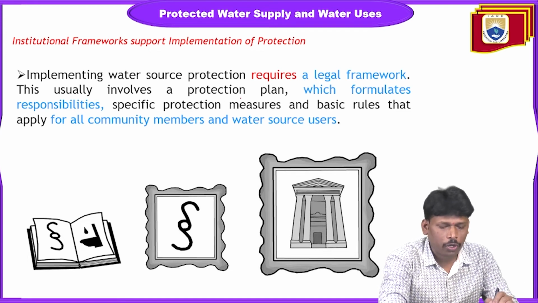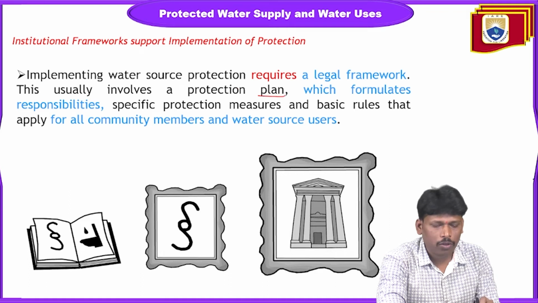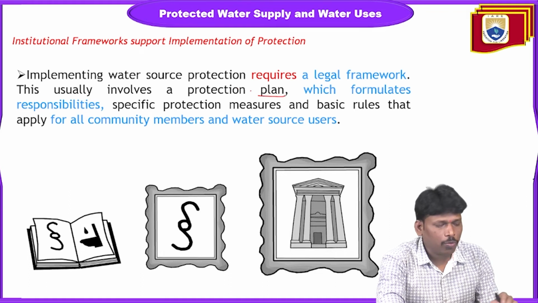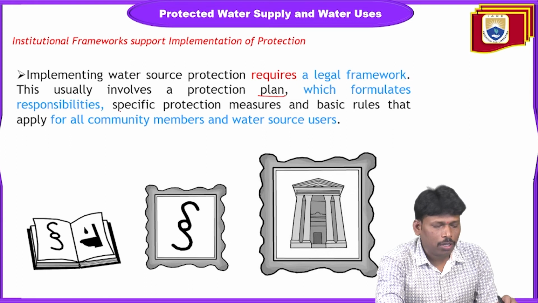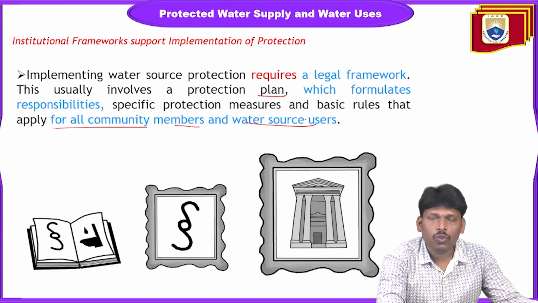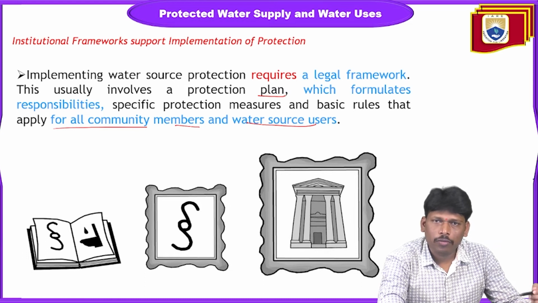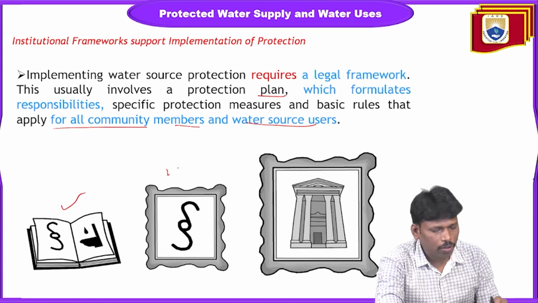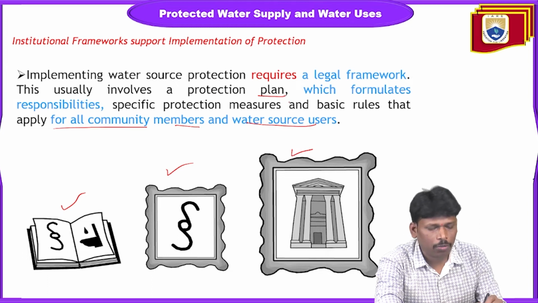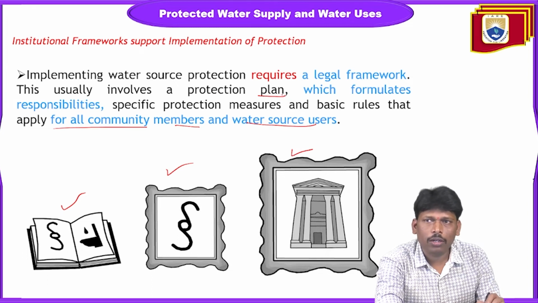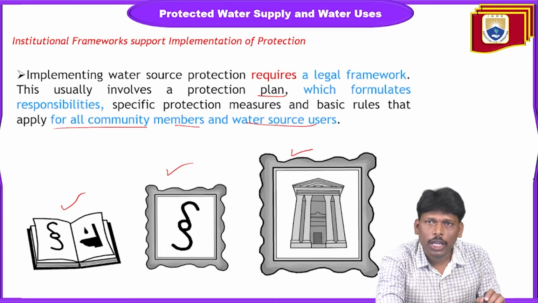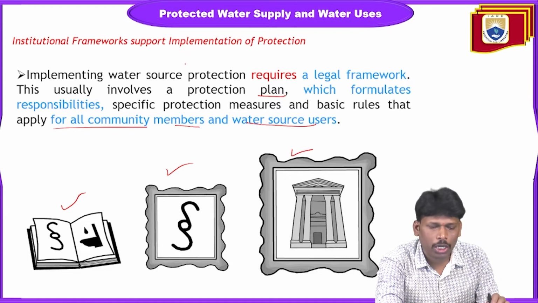This usually involves a protection plan, which should formulate the responsibilities, specific protection measures, and basic rules that apply for all community members and water source users. So irrespective of their community, whatever the action plan we have, we need to take all possibilities to execute that action plan to protect our source. So that's why it is required.